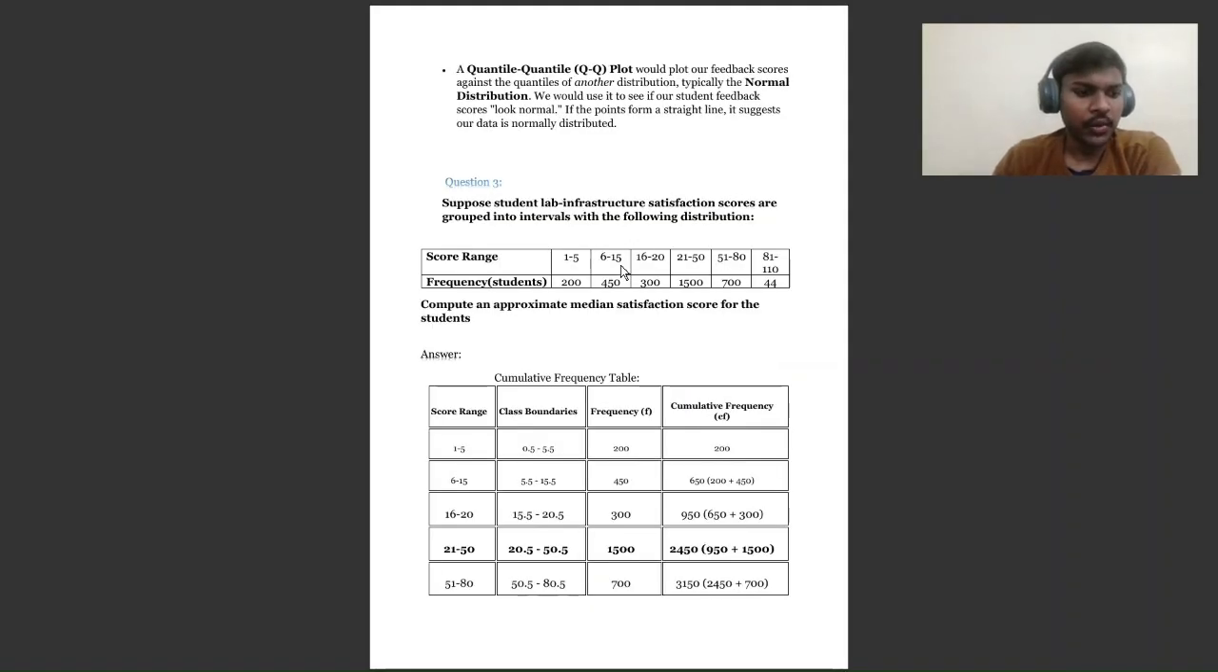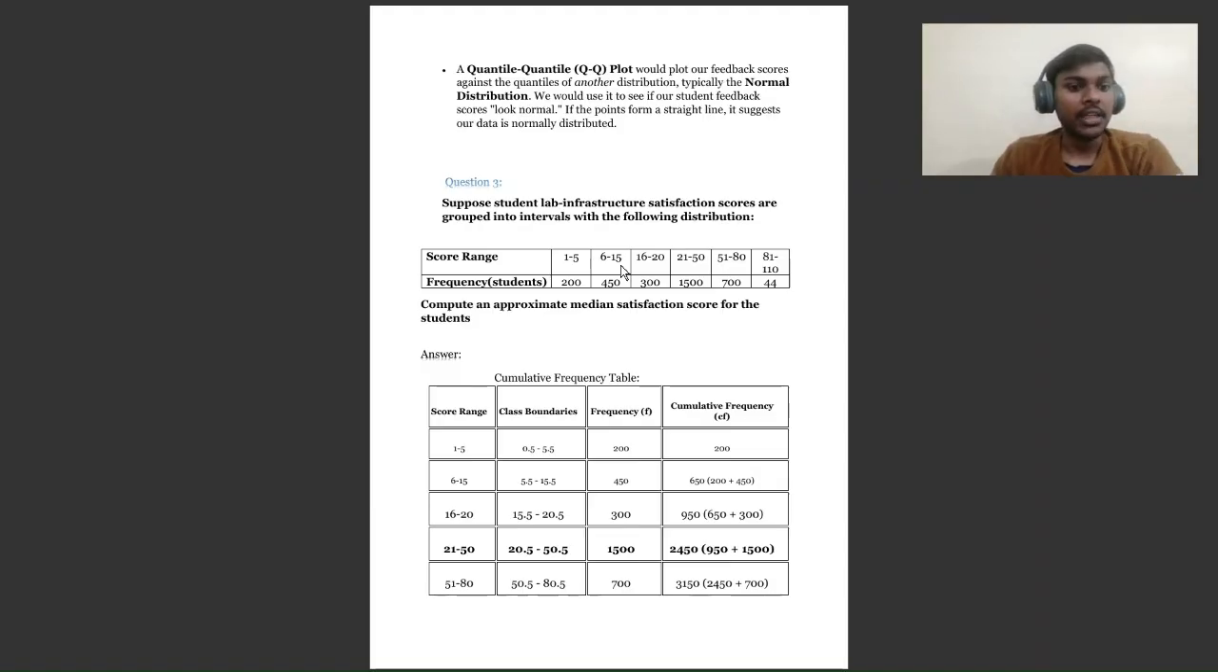Now, coming upon question 3, approximate median from the group frequency table. In this question, we are given student lab infrastructure satisfaction scores grouped into class intervals along with the frequencies. Our task is to compute the approximate median score. So we'll do it step by step.